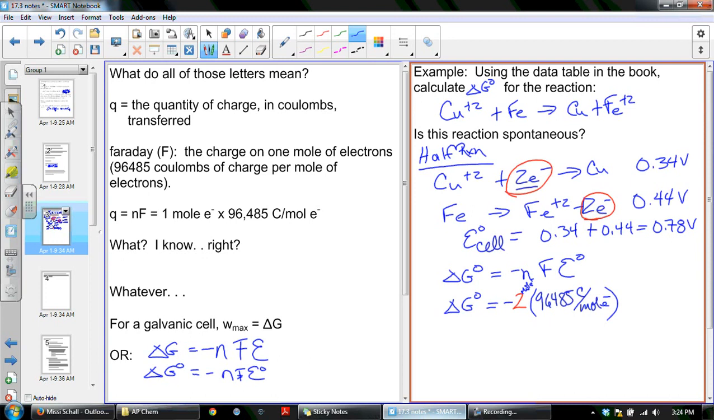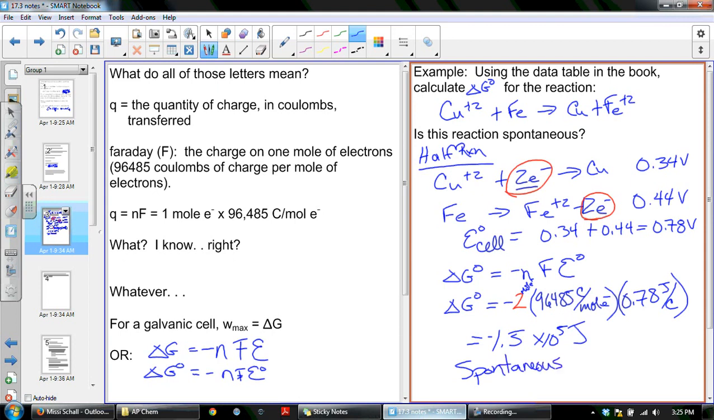And we know that the potential of the cell is 0.78 joules per coulomb. Now here this C is coulomb instead of C as in Celsius. So what does this equal? This equals negative 1.5 times 10 to the 5th joules. This negative sign for the delta G means that it's a spontaneous reaction. So because the potential of the cell is positive and delta G is negative, we know that this is spontaneous.